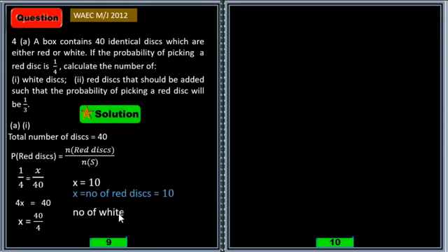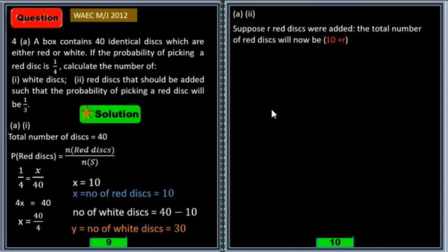Now the number of white discs in the box will be 40 minus the number of red discs, which is 10. Solving that equation, the number of white discs will be 30. Suppose we have R red discs added to the discs in the box. The total number of red discs will now be 10 plus R, while the total number of discs in the box will now be 40 plus R.